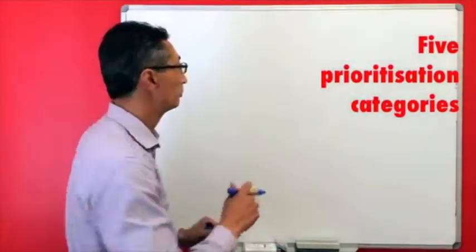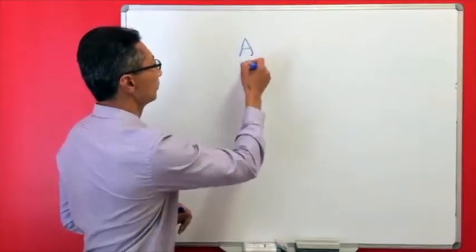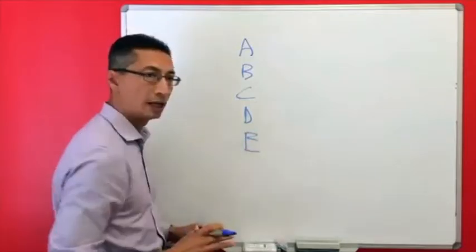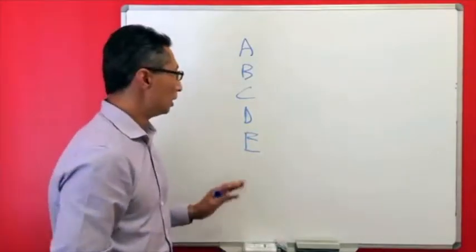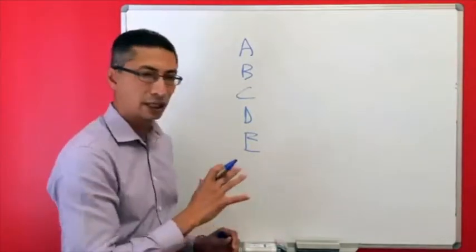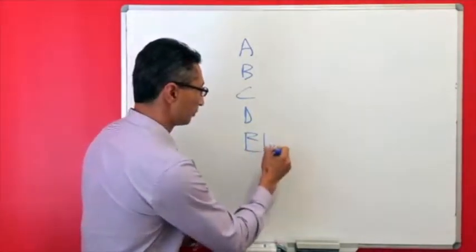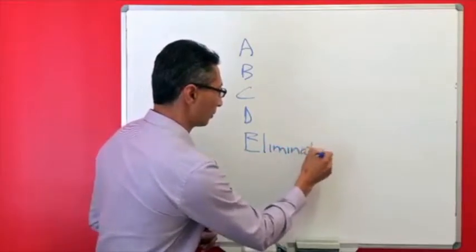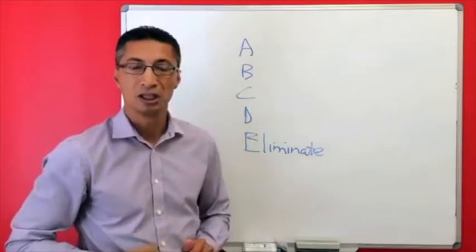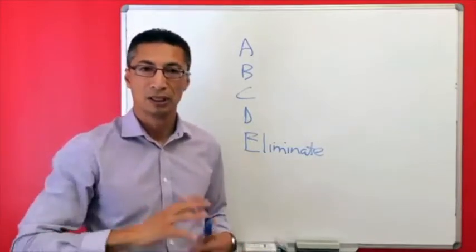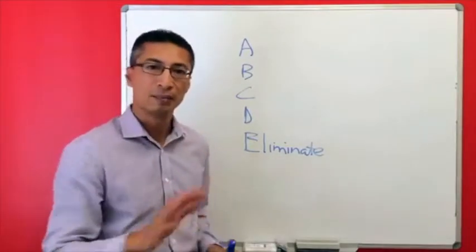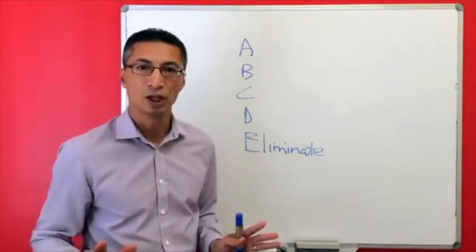So I'll just write these up on the board. Okay, A, B, C, D, and E. I'll start from the bottom. Okay, so E really stands for eliminate. Okay, there may be things that are on your list that have been there historically. You don't need to do anymore because business has changed, your priorities have changed. So firstly, go through the list and eliminate those things that you no longer need to do.